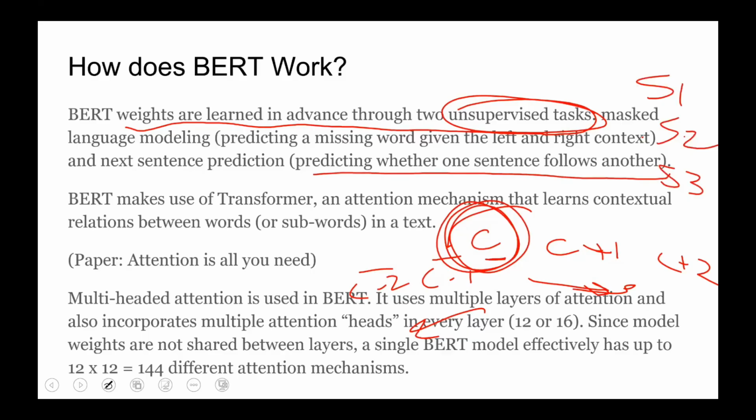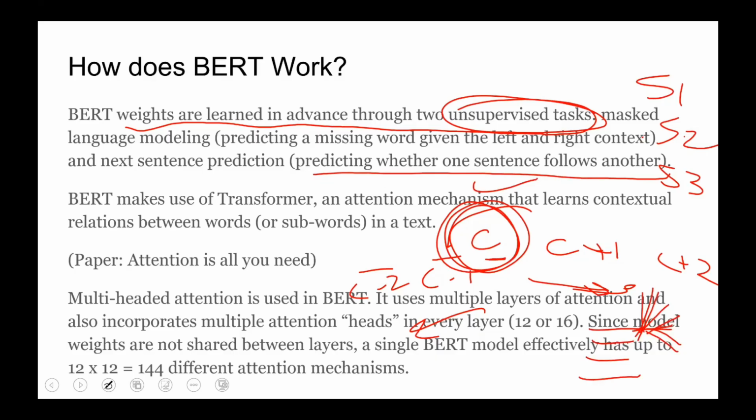Of course, BERT uses the transformer along with the attention mechanism in order to understand the contexts between the different words, and most importantly different sentences also. So multi-head attention is used in BERT. It uses multiple layers of attention and also incorporates multiple attention heads in every layer. So first and foremost, I have many layers, and every layer will have many attention heads. This is what it is trying to say.